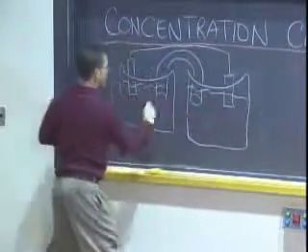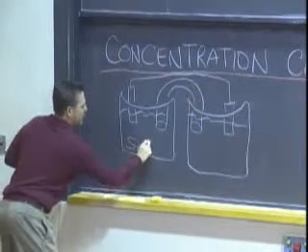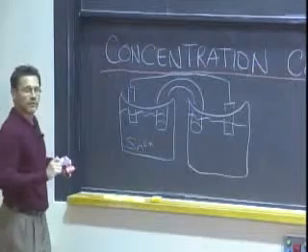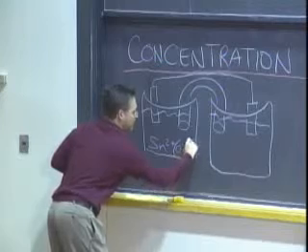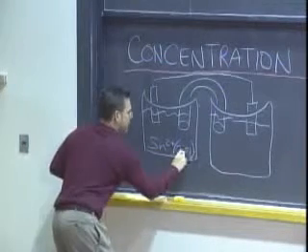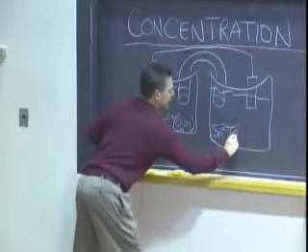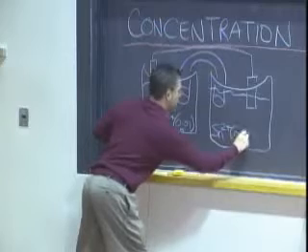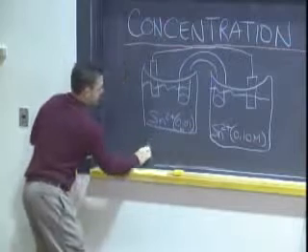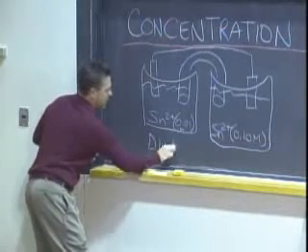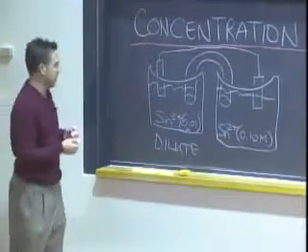And in solution, on one side, we're going to have Sn2+ divalent tin ions at a concentration of 0.01 molar. And on the other side, we'll have Sn2+ at a concentration of 0.10 molar. So this one on the left is dilute by a factor of 10. That one's the more dilute one by a factor of 10.